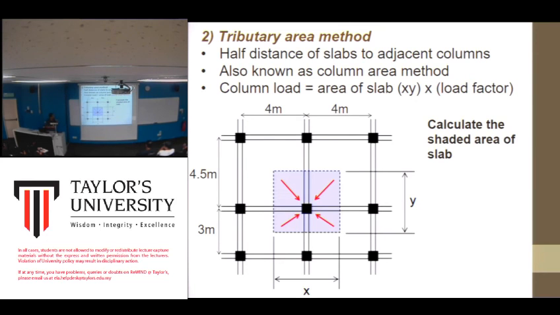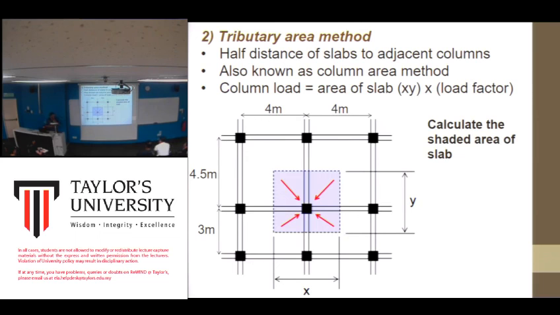If you're looking just at this one column, we assume that whatever load is within that tributary area would be distributed to the column. For example, in this area you can see there are slabs, and also beams within that area, and also the column itself. If you have a brick wall within that area, all these are considered in the calculation of the column load.